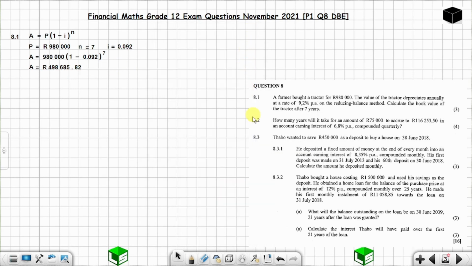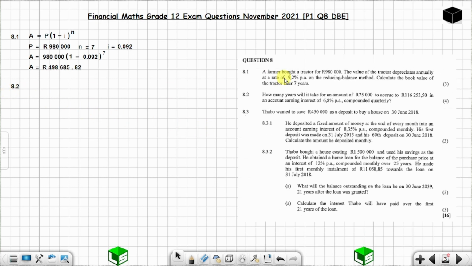Now question 8.2. How many years will it take for an amount of 75,000 to accrue to this amount in an account earning interest of 6.8% per annum compounded quarterly? From 75,000 to this amount, how many years will it take? The question is 4 marks.